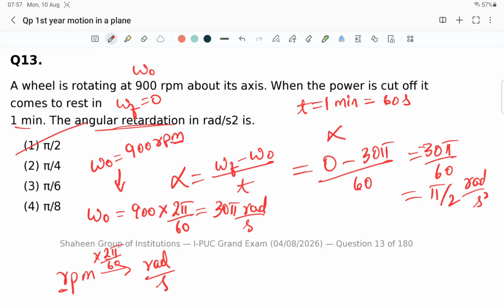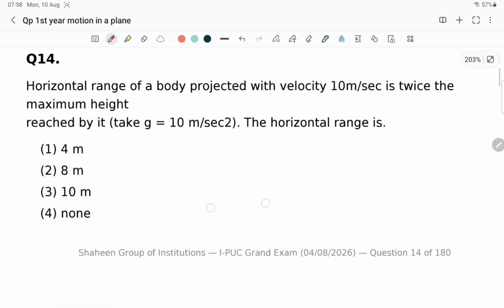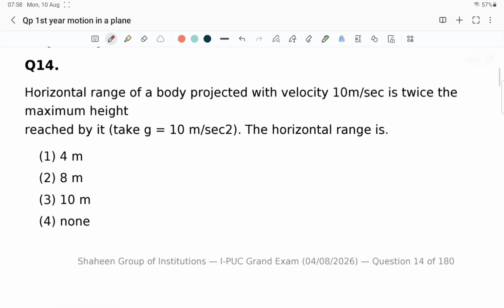What did we learn here? A new thing. This formula I had already told. You will get this from converting v equals u plus at, as a equals v minus u by t. That will be converted to circular motion: omega f minus omega naught by t is equal to alpha. So that was easy. But here we learnt how to convert rpm to radians per second. I hope this is clear. Let's move on to the next one. Question number 14.